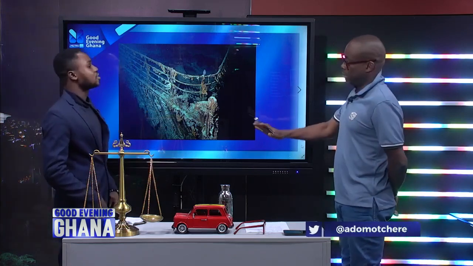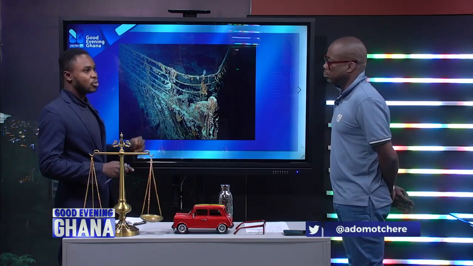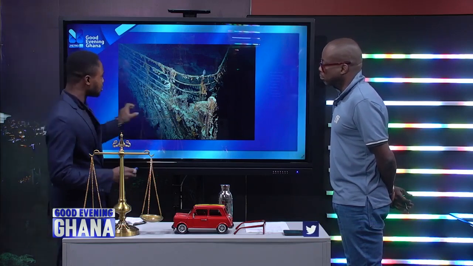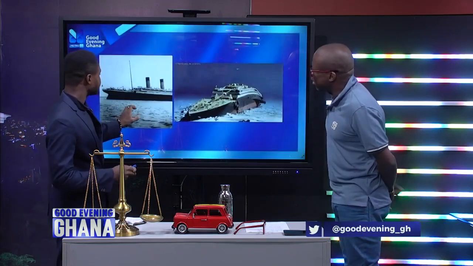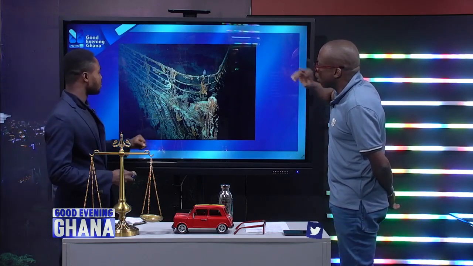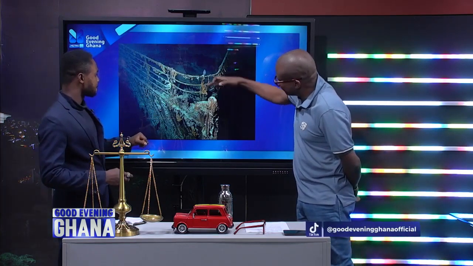It had people in it. More than 1,500 passengers and crew died on board the ship. So this is the wreckage. Where are we getting this photograph from? So this is from the internet, from quick research. This photograph is on the seabed.